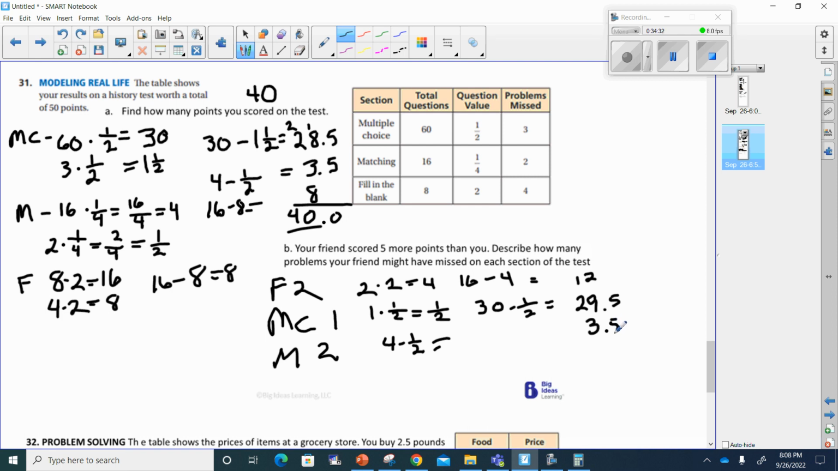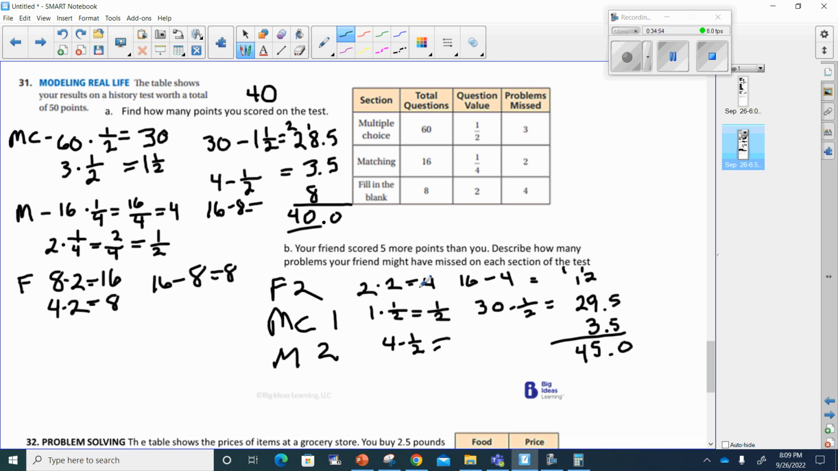And let's see if my friend would have gotten 5 more than me. Well, 5 and 5 is 0. Carry the 1. I got 9 plus 3. That's 12, 13, 14, 15. Carry the 1. 2 plus 1 plus 1 is 4. And look at that, 45. So my friend got 5 more.